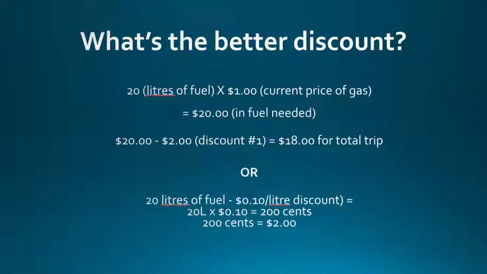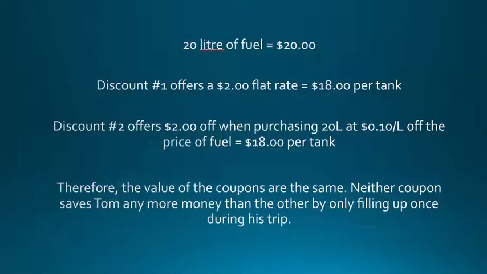For discount number 2, 20 liters of fuel times 10 cents per liter equals 200 cents. We know that 200 cents is $2. So since we already know that the price of gas is $1 per liter, we can subtract that $2 from the top of the price. So, 20 liters of fuel equals $20. Discount number 1 offers a $2 flat rate, which equals $18 per tank after subtracting the $2 from the $20.